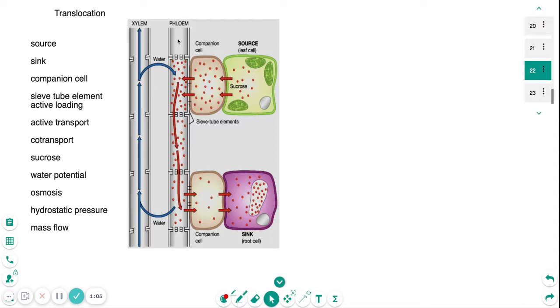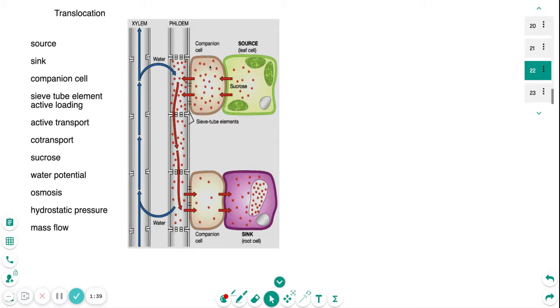So phloem, they're similar to xylem, no organelles, no nucleus, no mitochondria. So these individual cells that make up the phloem vessel, we call those sieve tube elements. They can't really do much for themselves, so they need help from a neighbouring cell called the companion cell. So anything that requires energy, like active transport, will require the help of the companion cell.